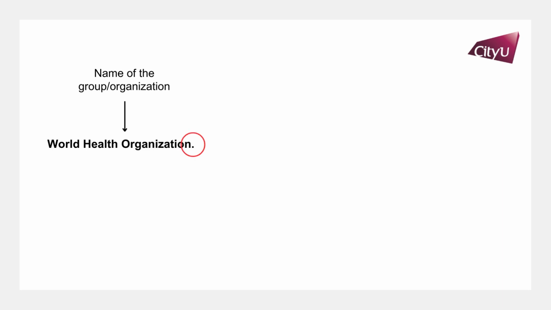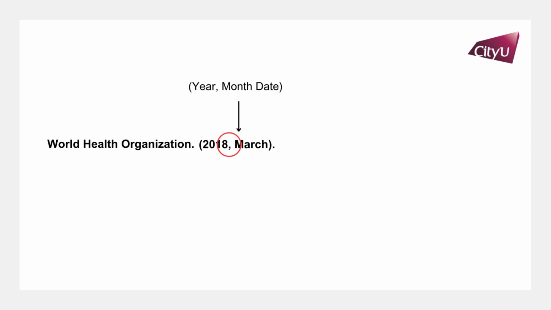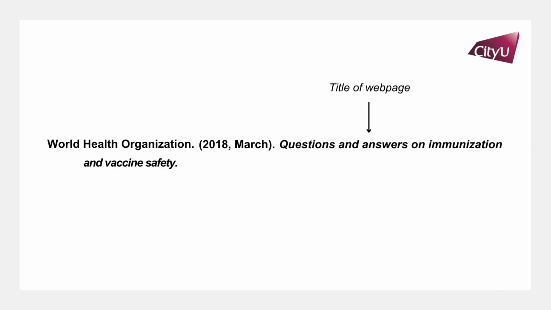Add a period. Following that, provide the publication year, a comma, the month, and the date in parentheses. Then, add a period. Afterwards, include the title of the webpage in italics, followed by a period.